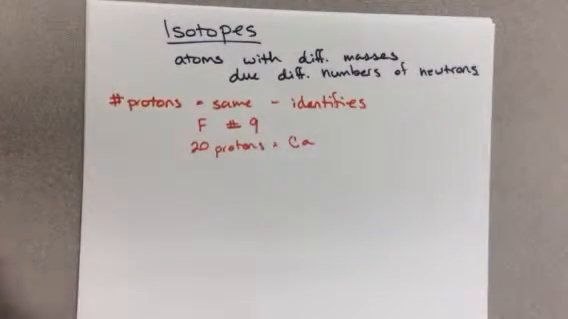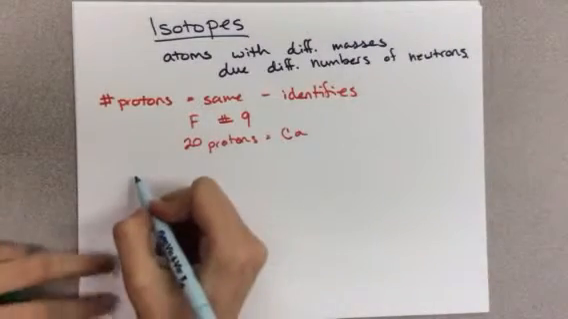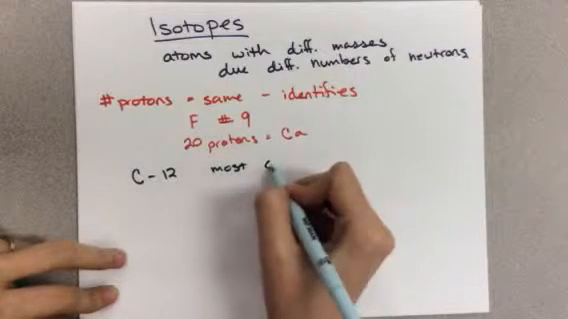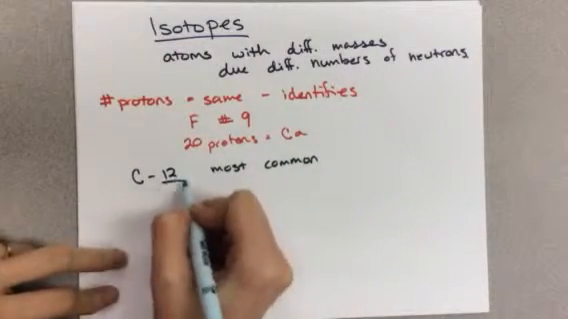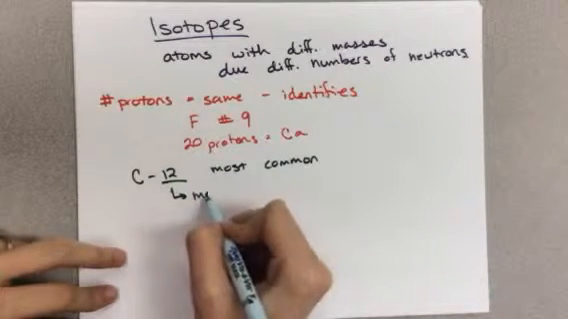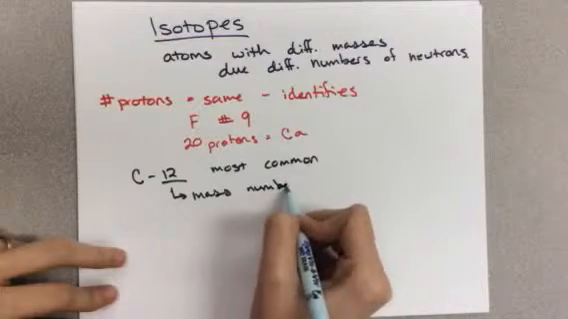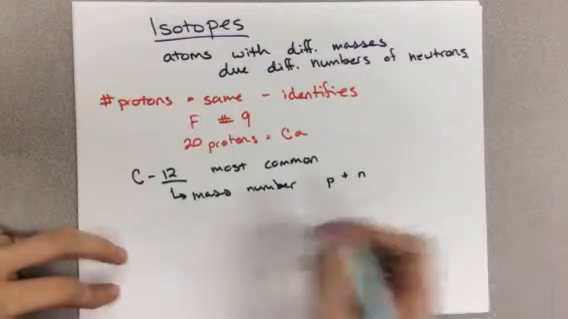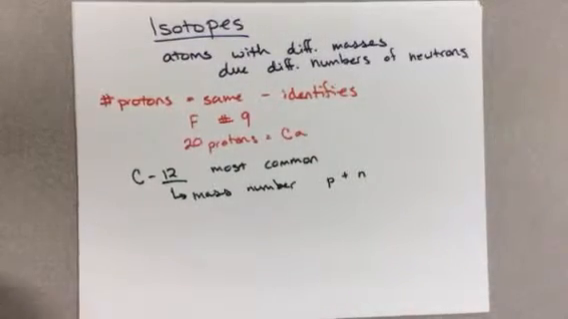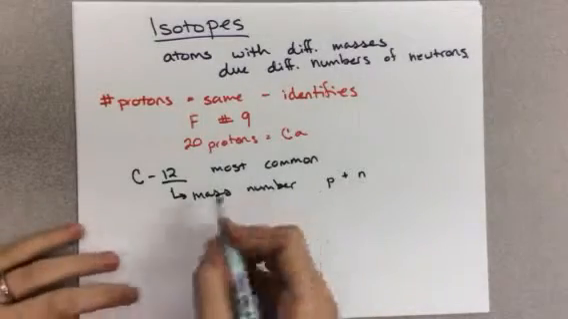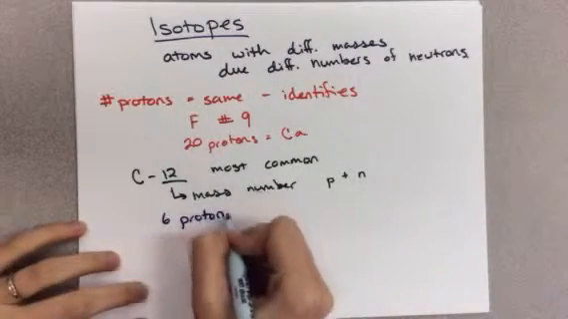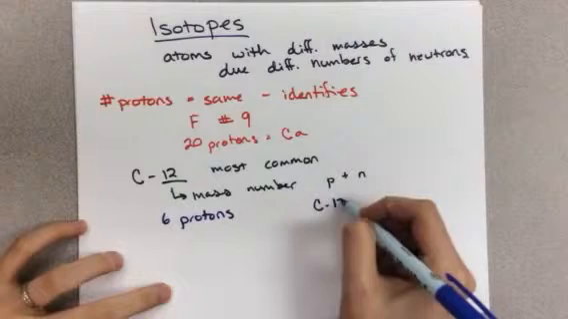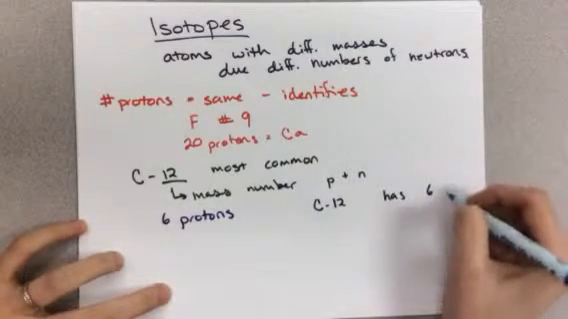Carbon, and you may have actually heard of several different isotopes of carbon. So carbon 12 is the most common. So when you see this 12, this is the mass number. And when you see a mass number, you need to remember that it is the number of protons plus the number of neutrons. So if you look at the periodic table, carbon actually has 6 protons. Always. Every carbon atom always has 6 protons. So carbon 12 has 6 neutrons as well.